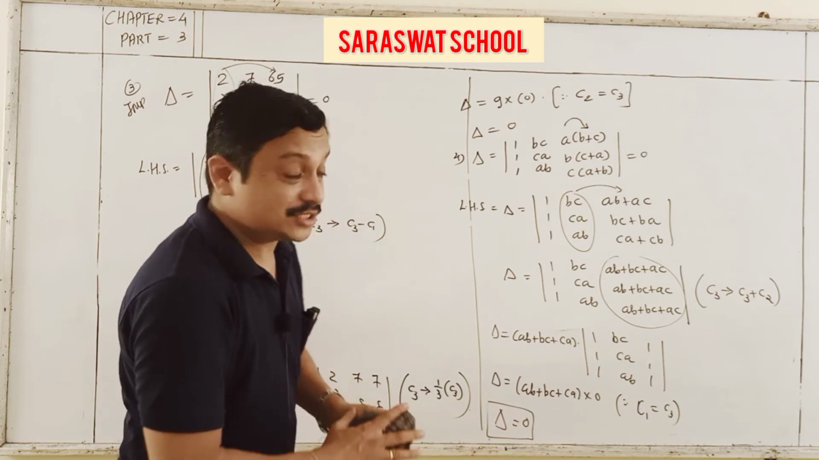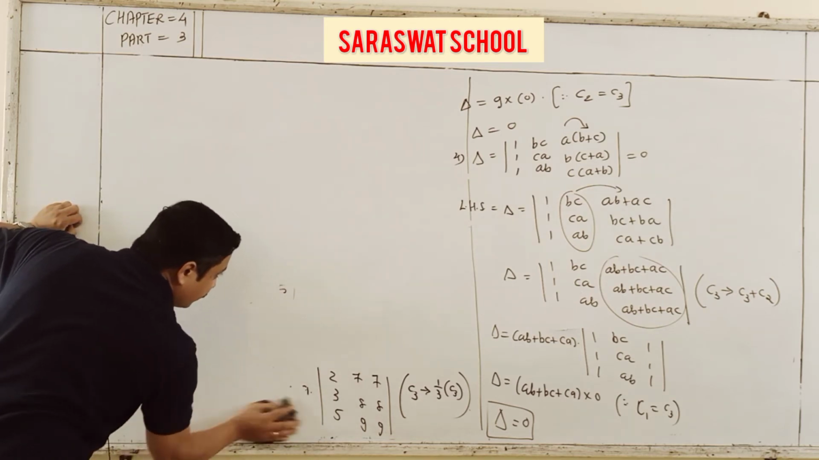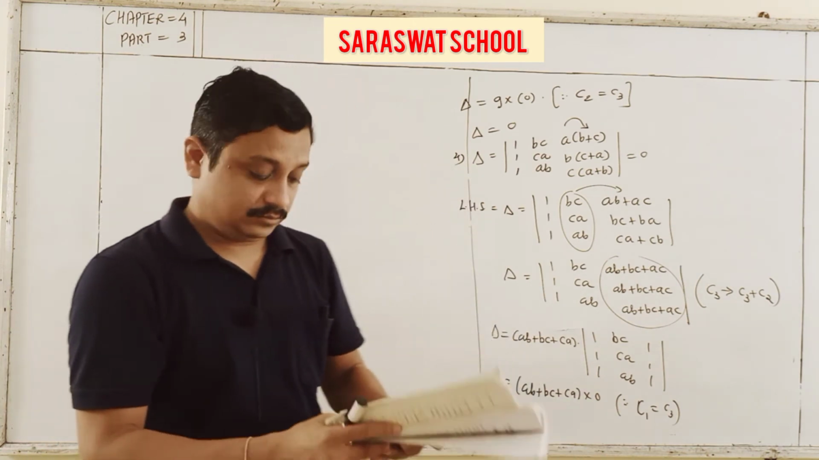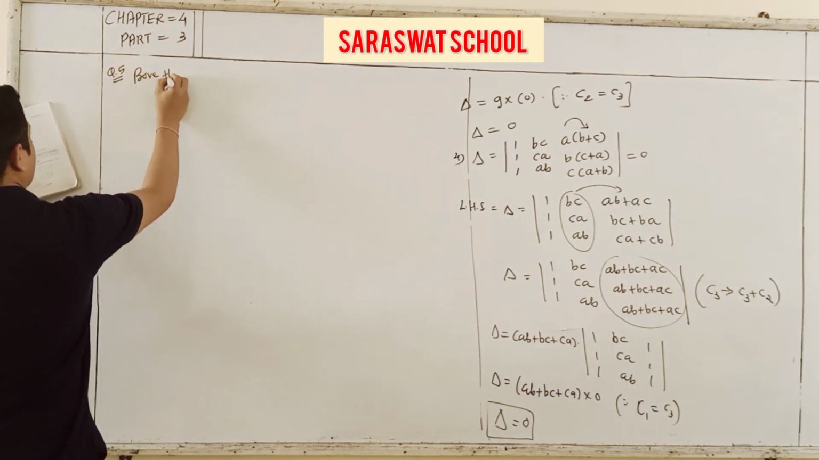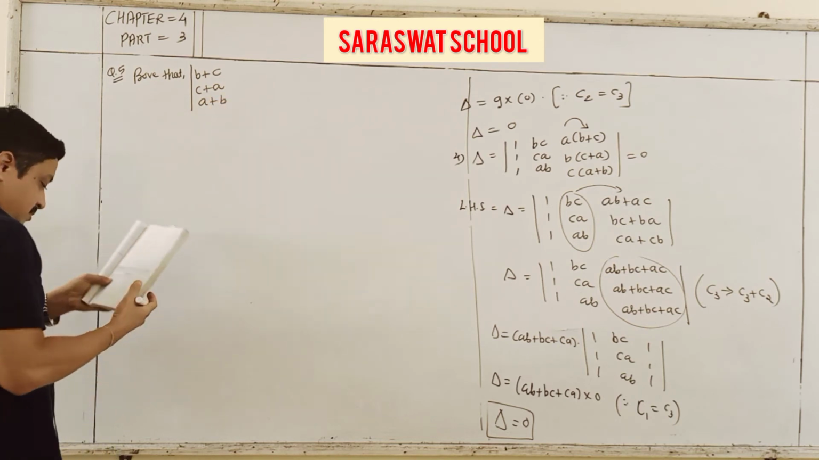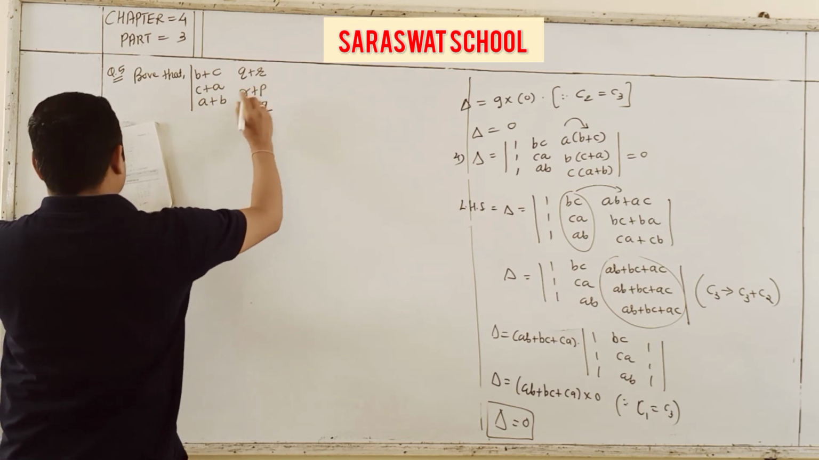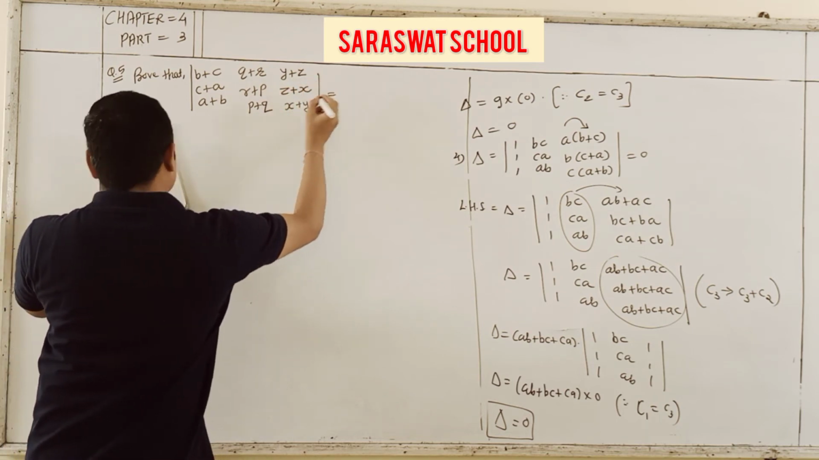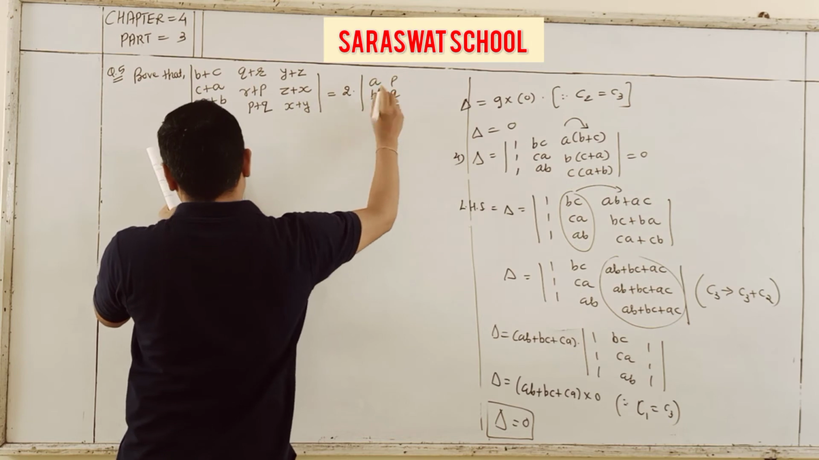Now students, I will check the big questions. The sixth one is important for exam level, a 3 marks question that is often asked. Question number 5: prove that the determinant with rows B plus C, C plus A, A plus B; Q plus R, R plus P, P plus Q; and Y plus Z, Z plus X, X plus Y is equal to 2 times the determinant A, B, C; P, Q, R; and X, Y, Z.